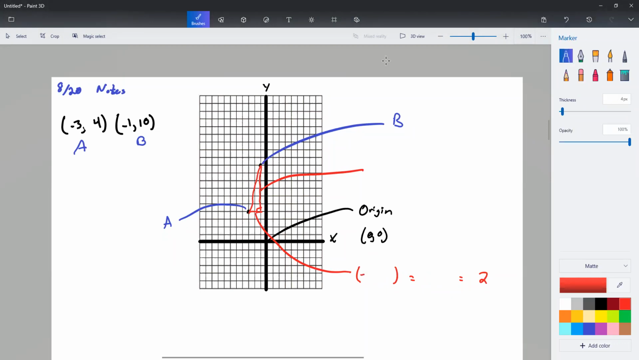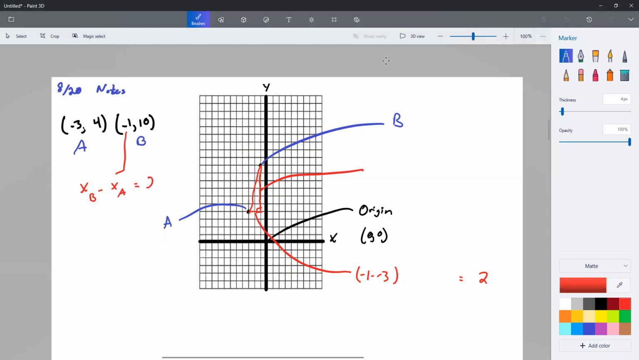Because you can actually go ahead and take -1 minus -3, and that just gives you 2. So notice I took xb minus the x coordinate from A, and that's how we got 2. So now do the other. Take the y coordinate from B and subtract the y coordinate from A.